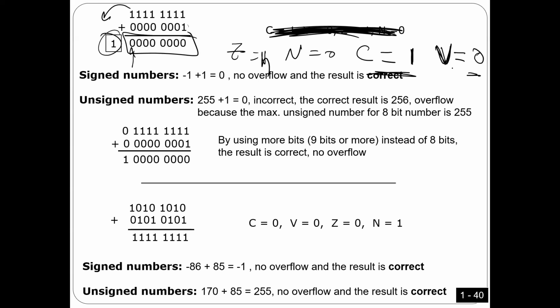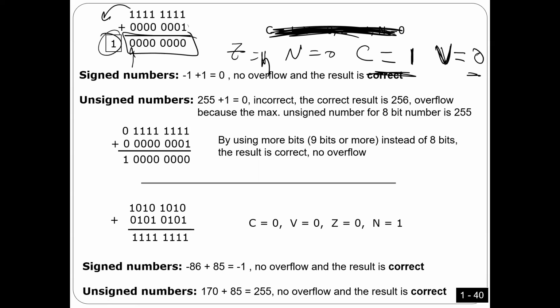Is that okay, guys? So now, what does it mean when the carry is equal to 1? It means we have unsigned overflow. What does it mean when the V is equal to 1? It means we have signed overflow. What does that mean? It means if these numbers are signed, you have the correct answer. If these numbers are unsigned, the answer is not correct.